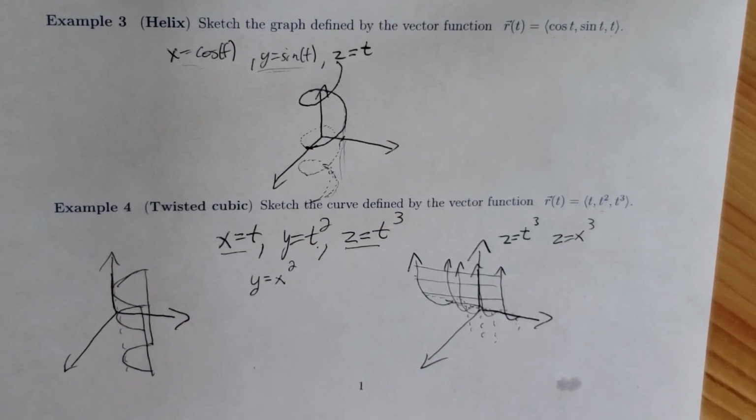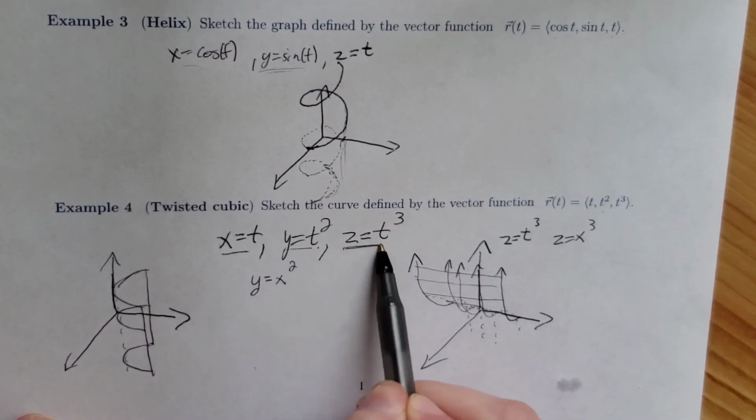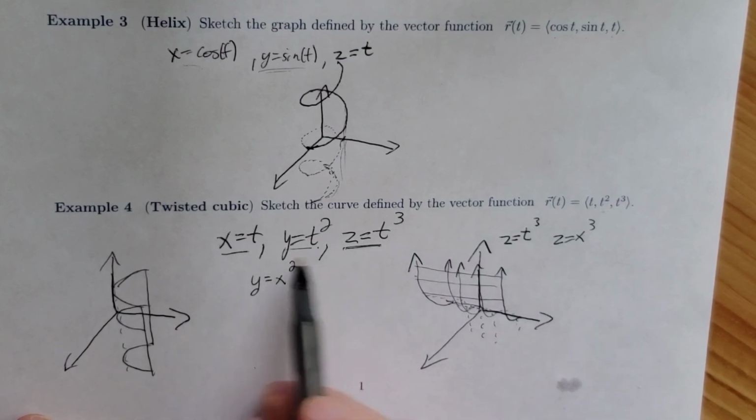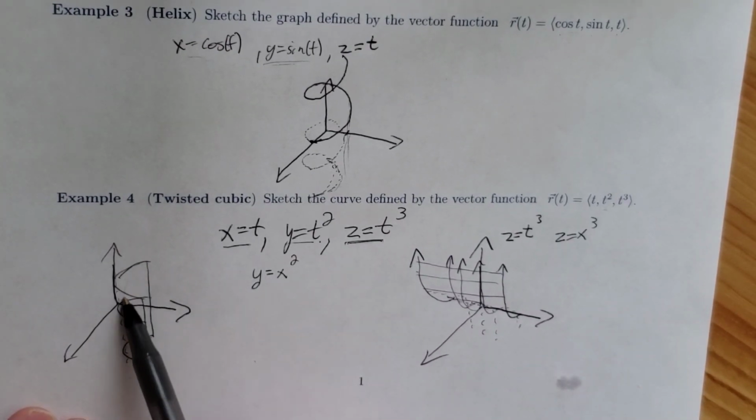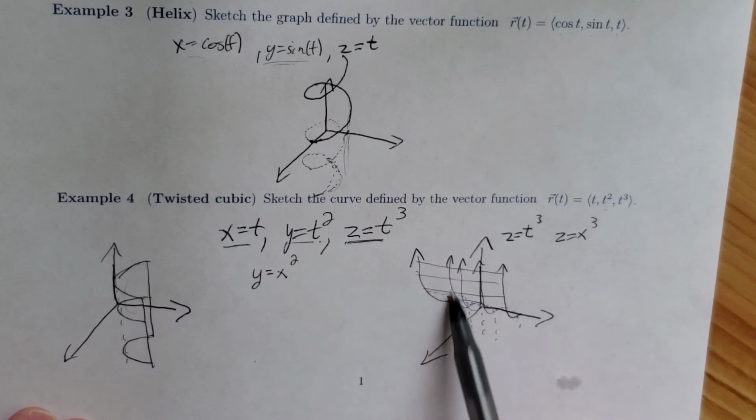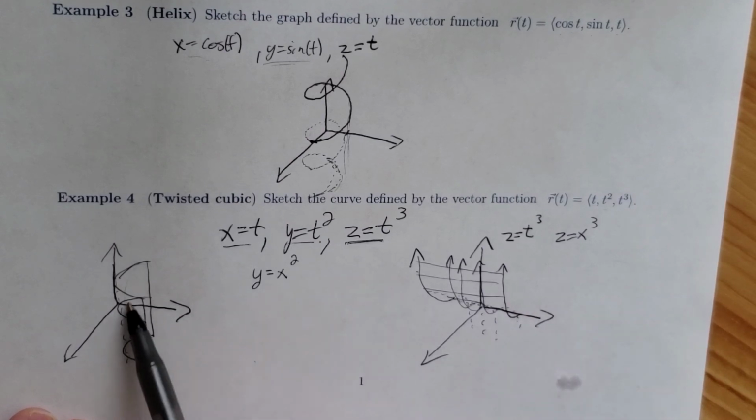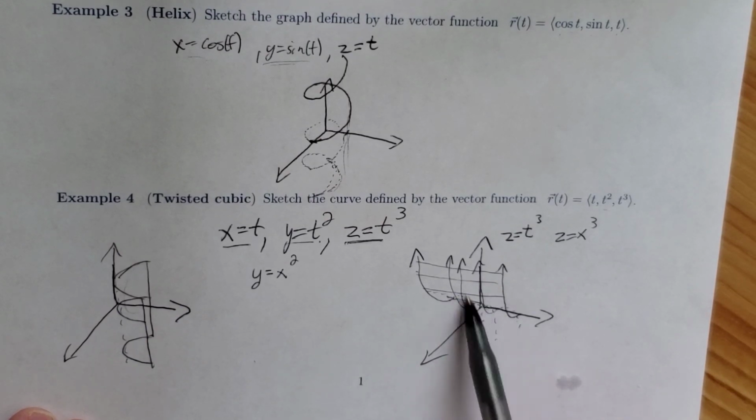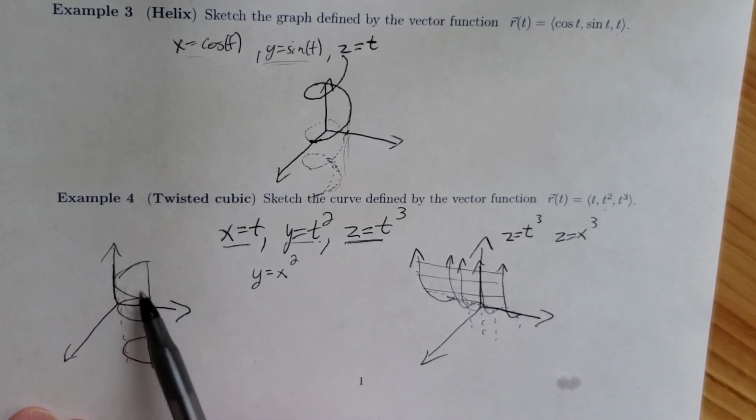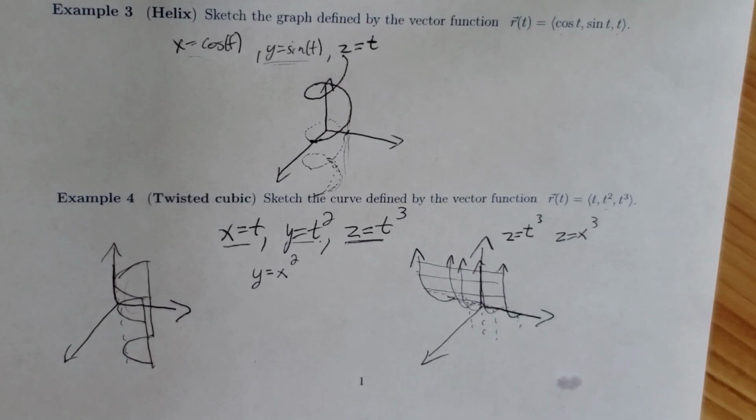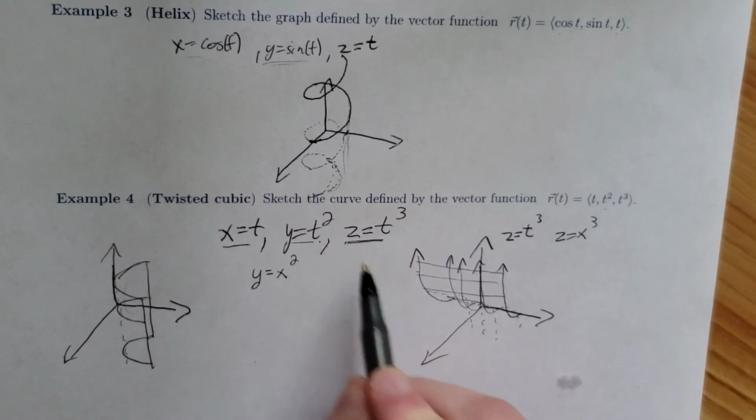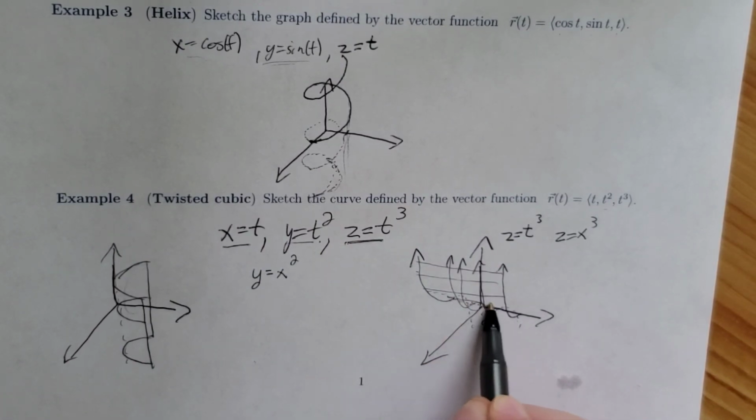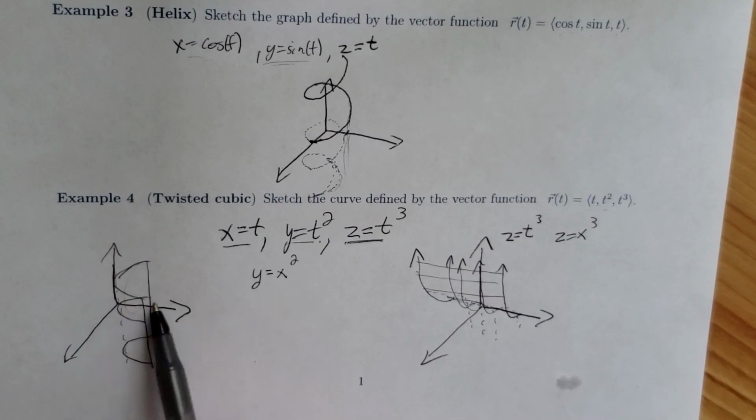Now, with all of that said, what is this line? Well, this line is the intersection of this parabolic cylinder with this cubic cylinder. So you would have to imagine the line that is on this picture and on this picture over here. I'm not going to attempt to draw that all into one picture, but again, this curve is going to be the intersection of this and this.